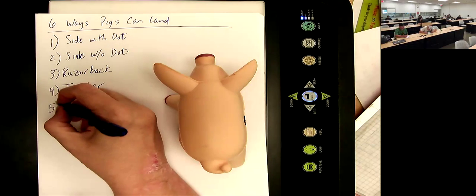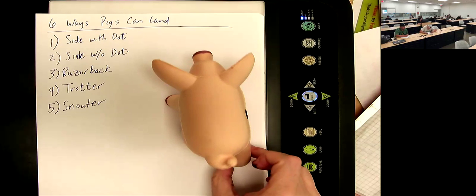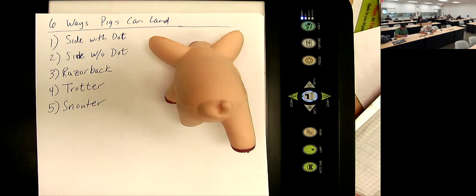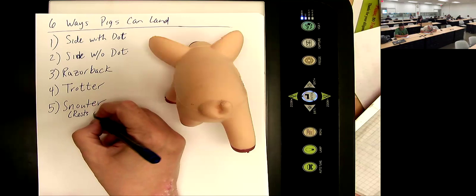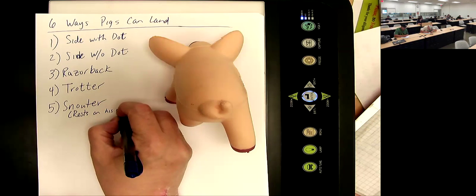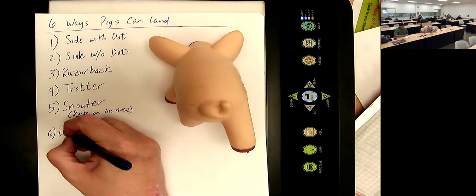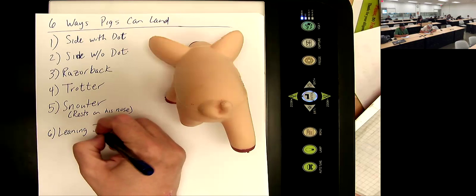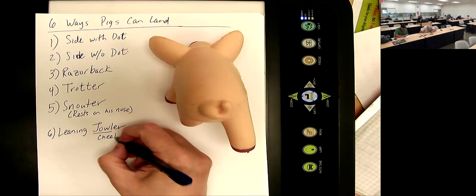The 5th one is called a snouter. Snout is another name for your nose. It's where the pig is leaning on his nose, or rests on his nose. And finally, we have a leaning jowler. Jowler is another name for cheek, or jowl is another name for cheek.